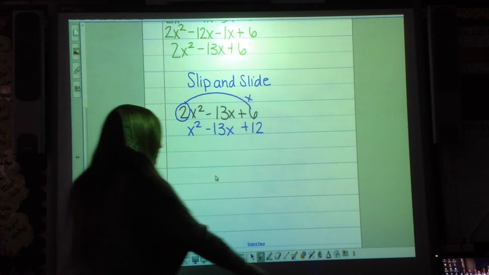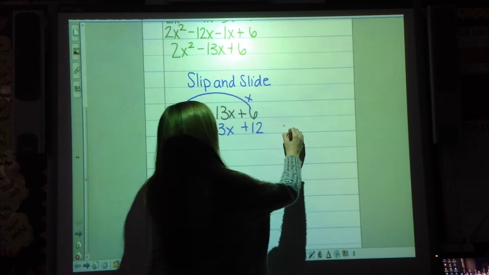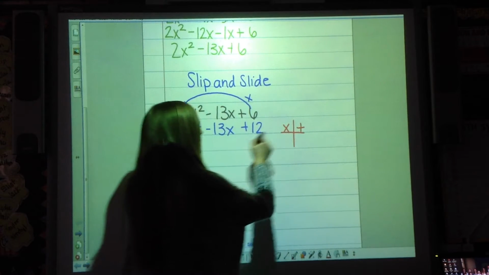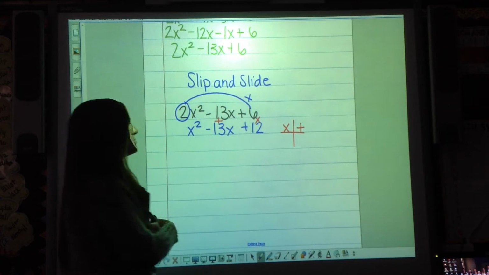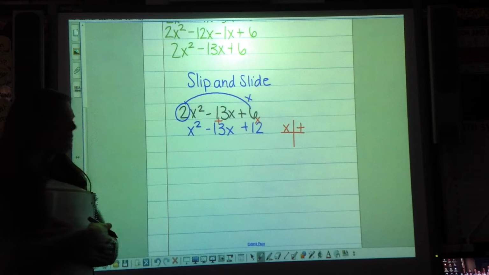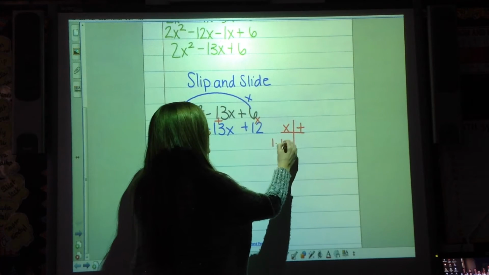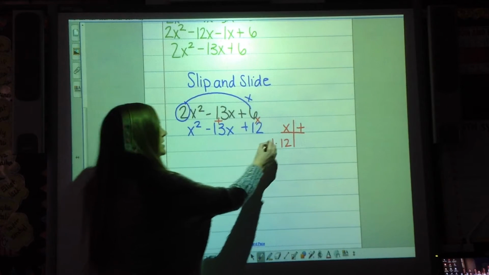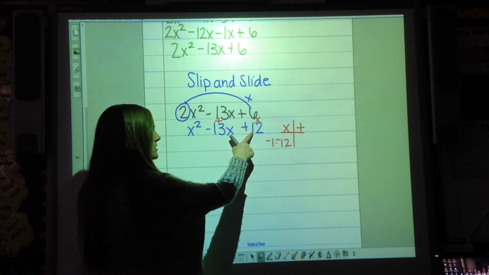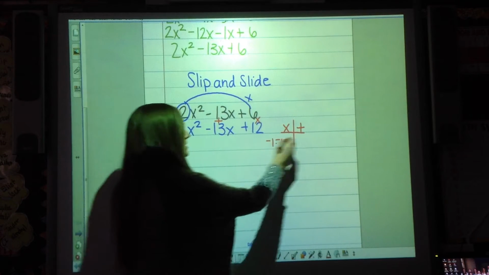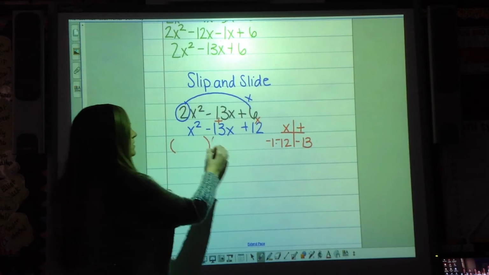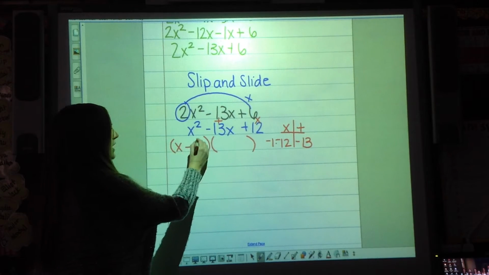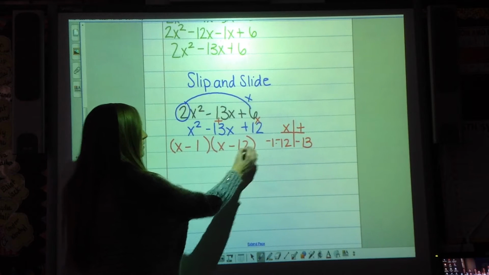So I'm going to organize my thoughts with the T table. I need a number that multiplies to be 12 but adds to be -13. So I'm thinking of factors of 12. I'm thinking 1 times 12, and a negative times a negative is going to give me a positive 12. When I combine them, it's going to give me a -13. Okay? So we have x minus 1, x minus 12.